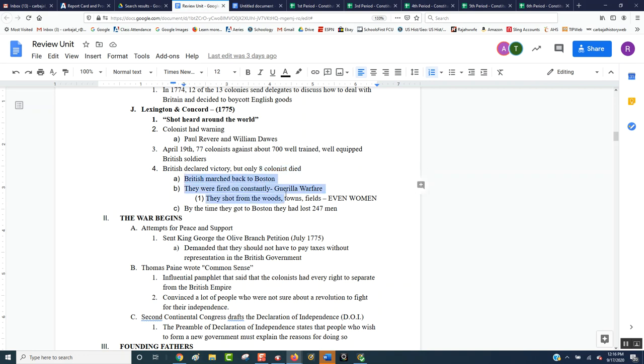This part here we'll start talking about later. So eight are going to die on the very first day. Very first day, very first battle. Eight as they were running away.